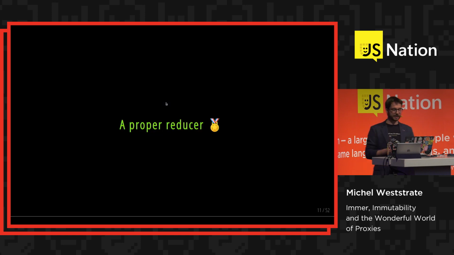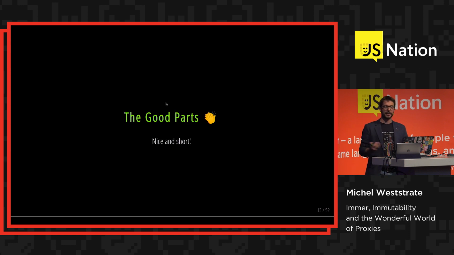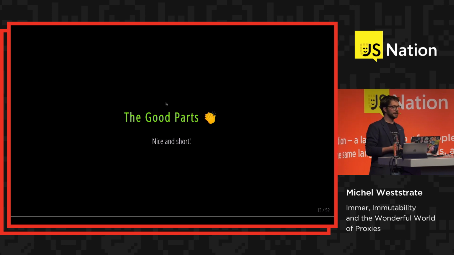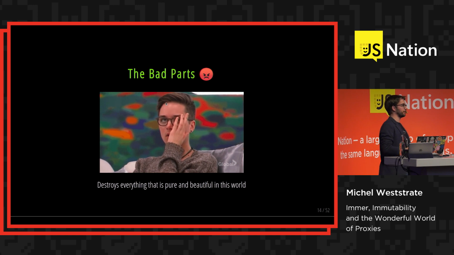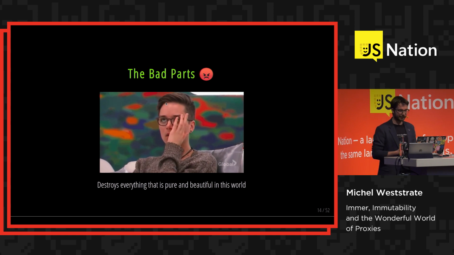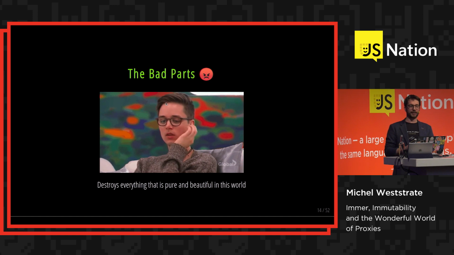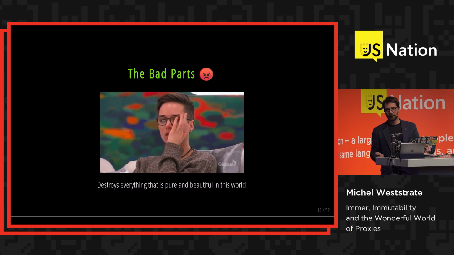So let's talk about it. What is beautiful about this? Well, it's nice and short and clear and type checkable. Those are the good parts. Sadly, there are also some bad parts. What are the bad parts? Well, basically, it destroys everything that's good and beautiful about immutability. I mean, this is not immutable anymore. This is just side effectful stuff. So it destroys everything that we gained. In other words, we have to fix something.